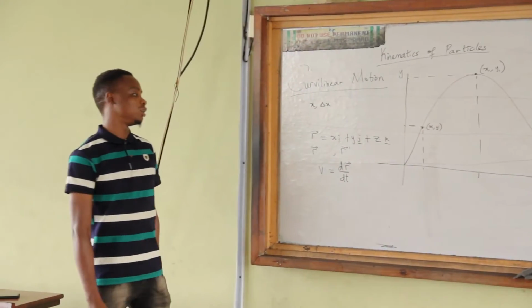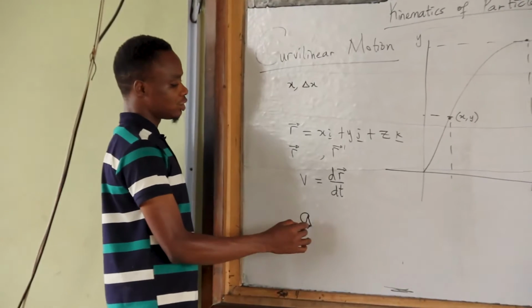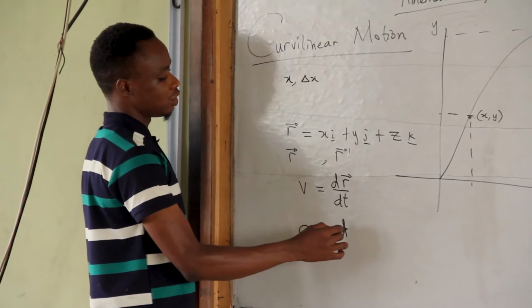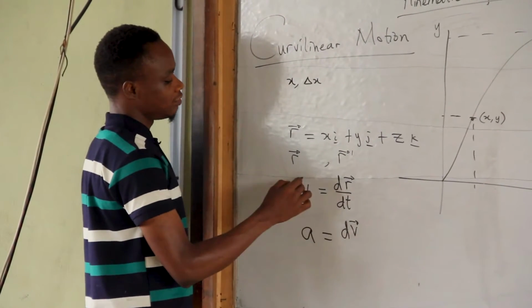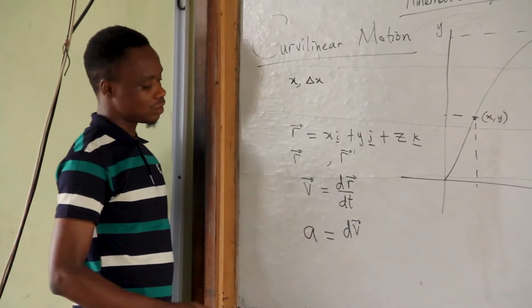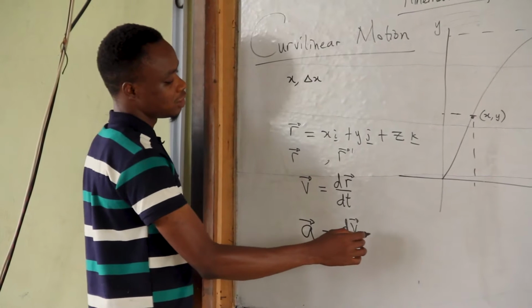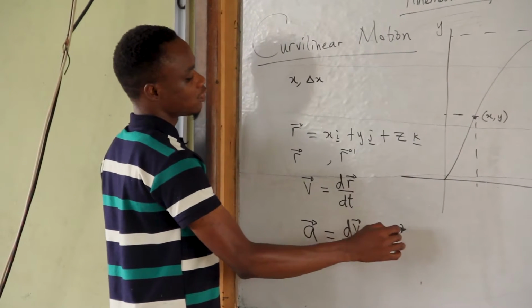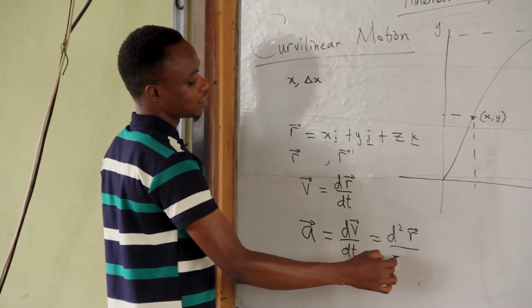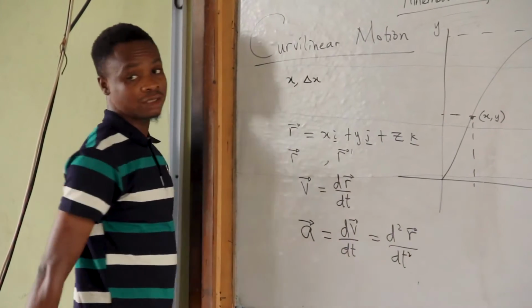And we also similarly define the acceleration. We say acceleration will be equal to the derivative of the velocity. Now they are vectors, literally vectors. So this is going to be the derivative of velocity with respect to time, which is the second derivative of the position vector, d squared r over dt squared. Does that make sense to you?